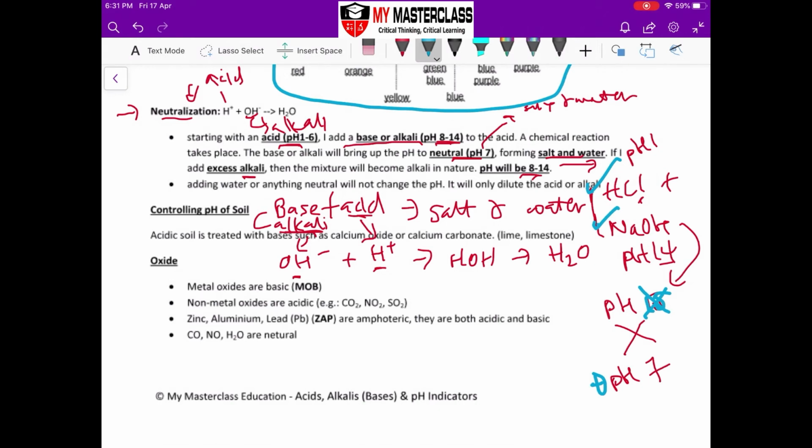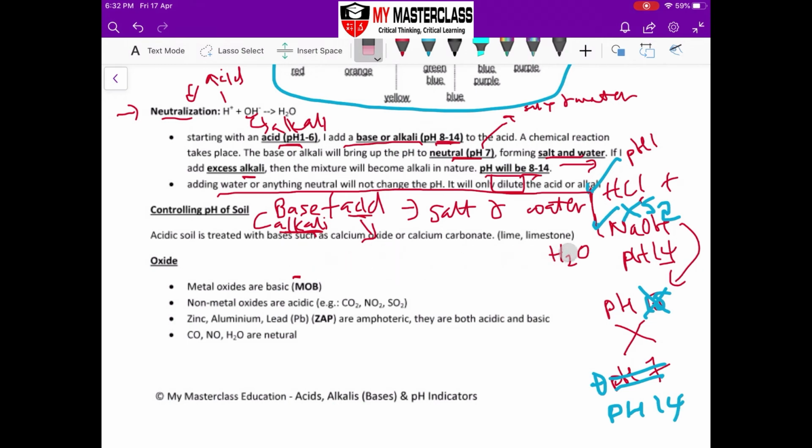If I add too much alkali, then what is going to happen? It will no longer be pH 7, it will be pH 14, because the whole thing will be mostly sodium hydroxide. When I add water or anything neutral, it will not change the pH. It will only dilute the acid or the alkali.